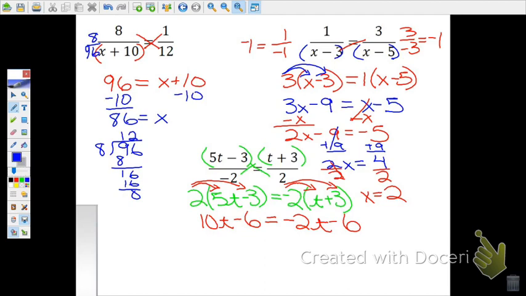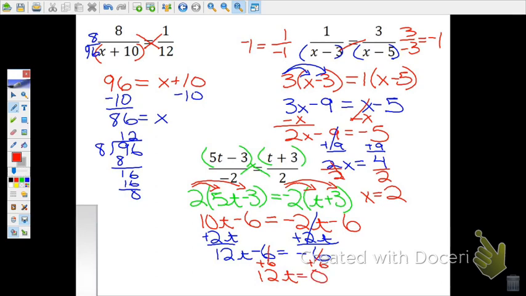So what am I going to do to solve? Dominic? I'm going to add 2t to both sides. 12t minus 6 equals negative 6. Next step, add 6 to both sides. 12t equals 0. Next step, divide by 12. And 0 divided by 12 is 0.